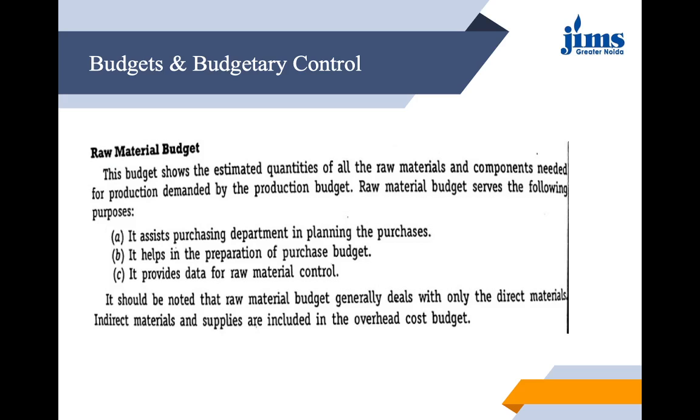As the name is suggesting, this budget shows the estimated quantities of all the raw materials and the components needed for the production demanded by the production budget. Raw material budget serves few basic functions, of which I have mentioned few. That it assists purchasing department in planning the purchases. It helps in the preparation of purchase budget, and it provides the data for the raw material control. Means in all, it looks after the whole of your purchase department and helps to facilitate the production department in carrying on their production in a smooth manner.